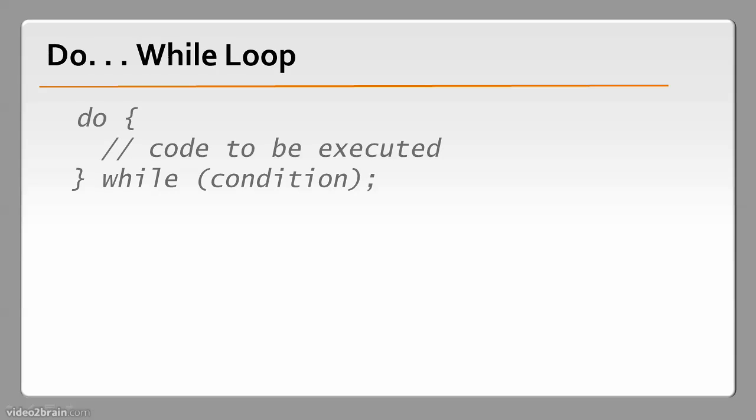In a do-while loop, the condition comes after the block of code you want executed. So you begin with the keyword do, a block of code in curly braces, and then while followed by the condition in parentheses. It's also important to finish with a semicolon. The difference between these two loops is that the code in a do-while loop will always be executed once, even if the condition is never true.